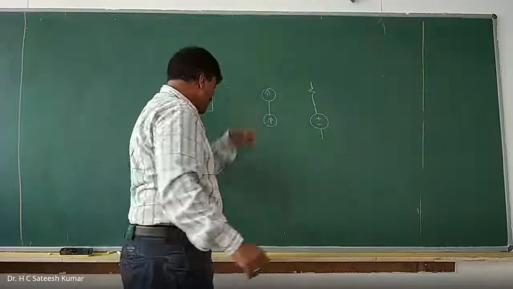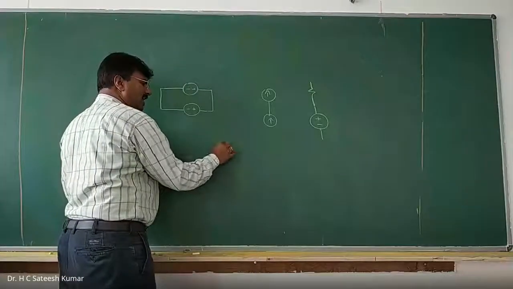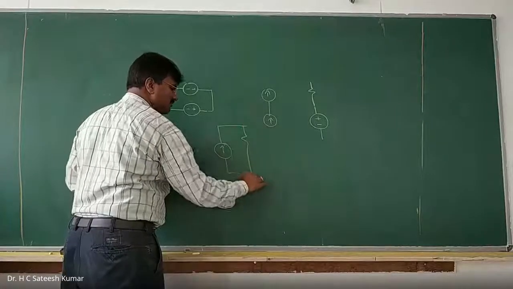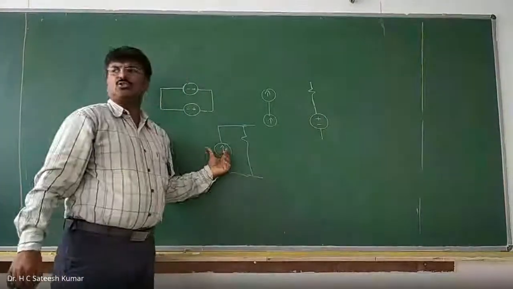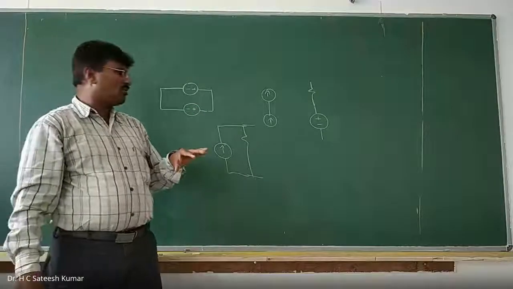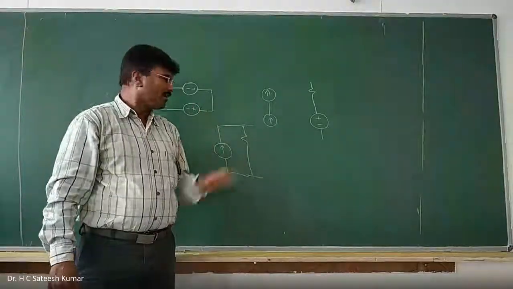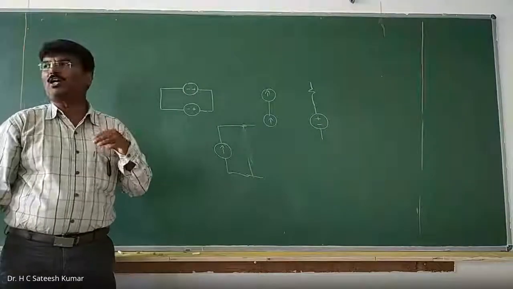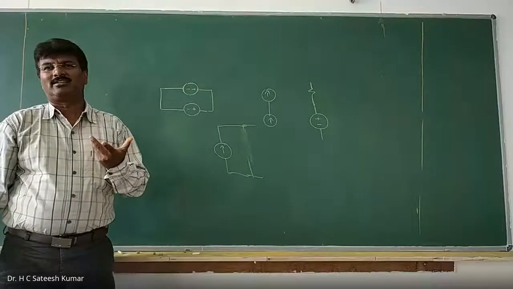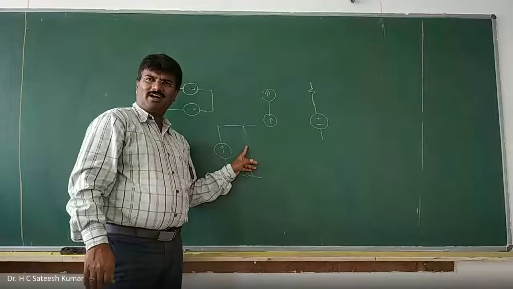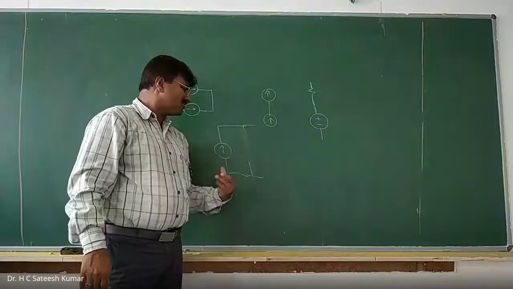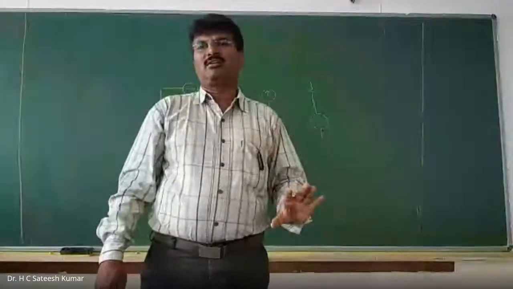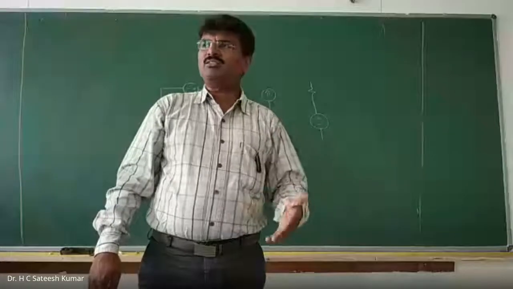Another problem is something like this. Let us say I have a current source, and in parallel with that there is a resistance. Then what do you do? Any current source in parallel with a resistance can be converted into a voltage source in series with the resistance. Let us assume that there is no resistance at all. Then how to convert it? Either you should create a resistance or modify the circuit such that there is a resistance in parallel with the current source, or a resistance in series with the voltage source.